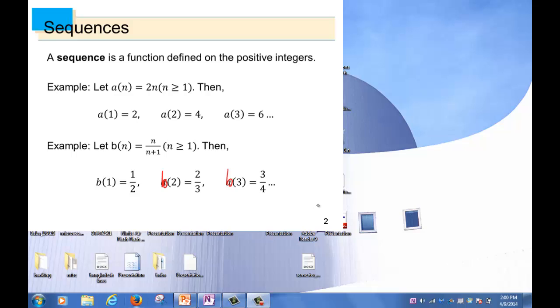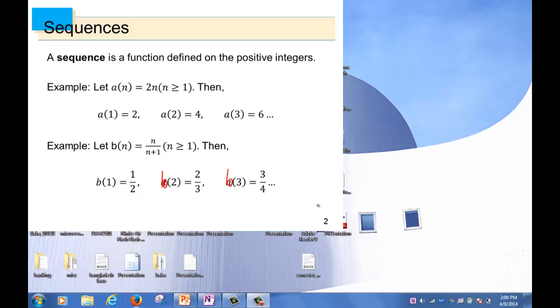So a of 1 would be 2, a of 2 would be 4, a of 3 is 6, and so on. If I take the function b of n to be n divided by n plus 1, where n is larger or equal to 1, then b of 1 is half, b of 2 is 2/3, b of 3 is 3/4, and so on.